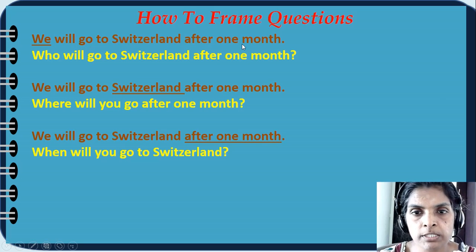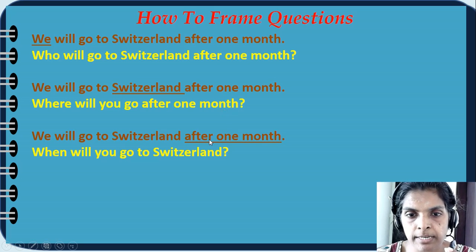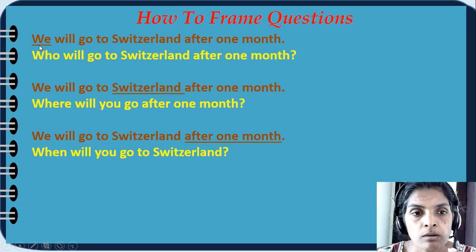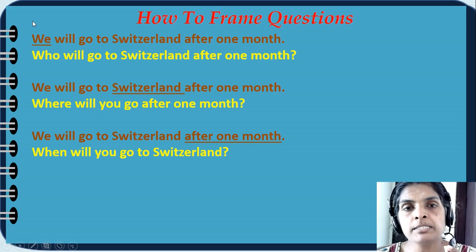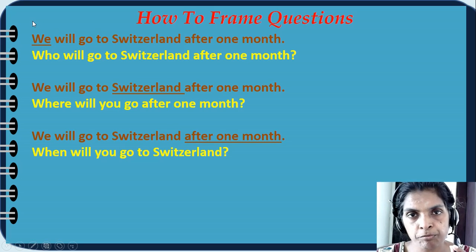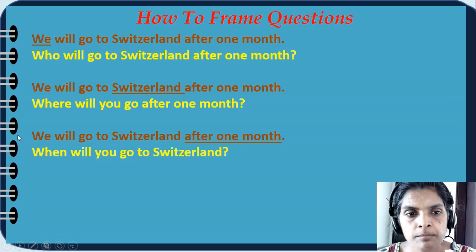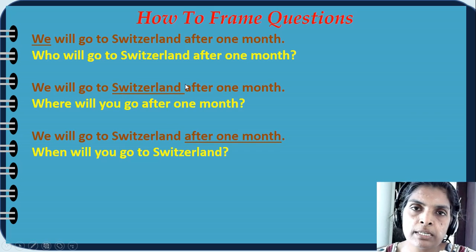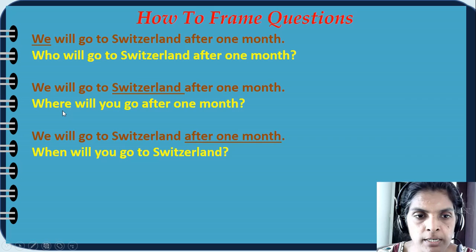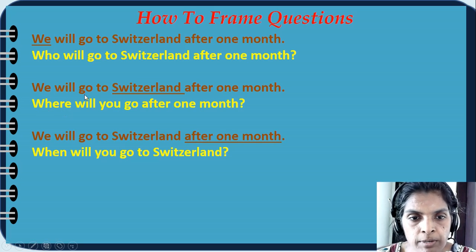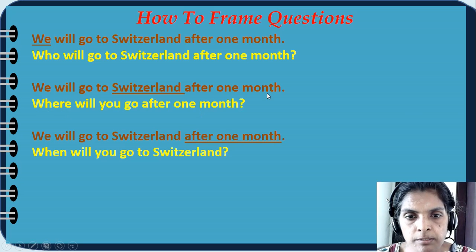We will go to Switzerland after 1 month. The same sentence. We is underlined. That means it is a person. A group of people. Again the question should be who. Who will go to Switzerland after 1 month? Here Switzerland is underlined. By now you know Switzerland is a place. So the question WH word is where. Where will you go after 1 month?